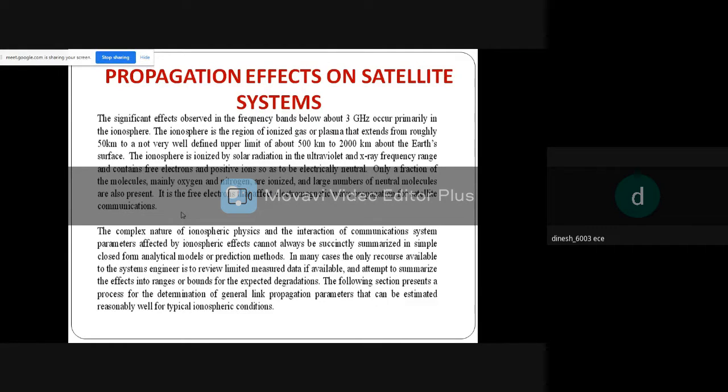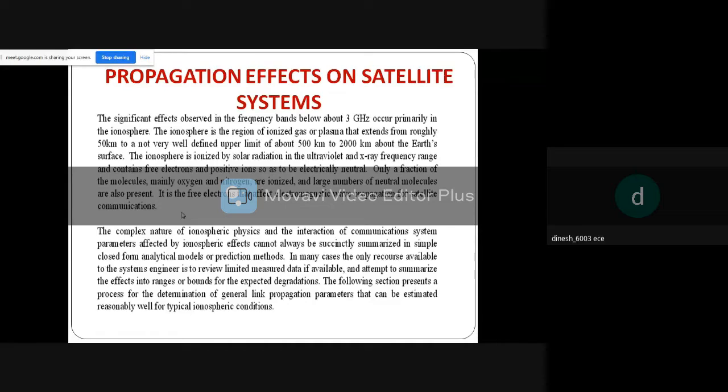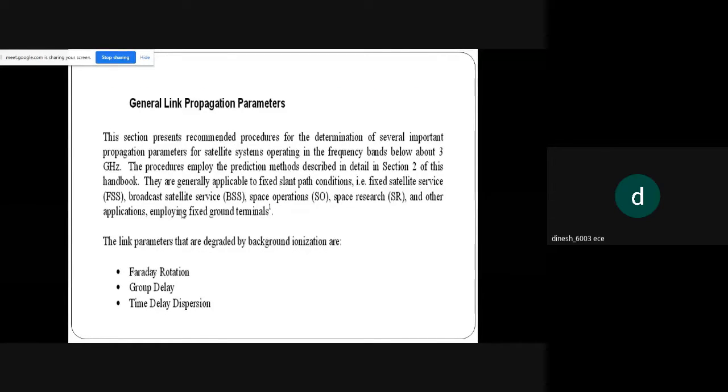So in many cases, the only recourse available to the systems engineer is to review the limited data if it is available, or to attempt to summarize the effects of this into ranges or bounds for the expected degradations. So let us see what these effects are. The first is the general link propagation parameters. So let us see what they are.